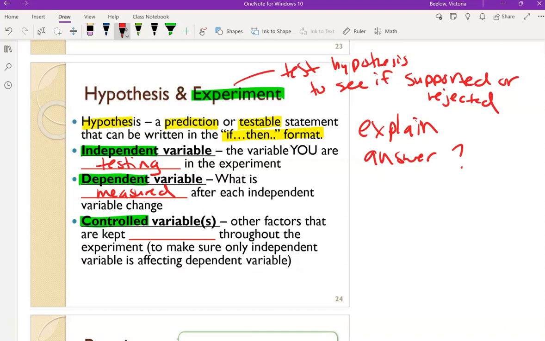Controlled variables, sometimes these can be really hard to actually control. They're basically other factors that are kept constant throughout the experiment.